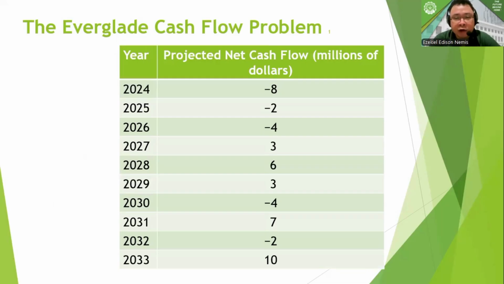So as you can see here, right now you are seeing data. These are the data that we will be using for today. This is the cash flow of the Everglade. From the year 2023 to 2024, they were able to project their net cash flow rate per dollar. So in 2024, they got -8, 25, -2, -4, 3, 6, 3, -4, 7, -2, and 10. So stay put, guys. You will be typing this in your data later on. So let's go back.